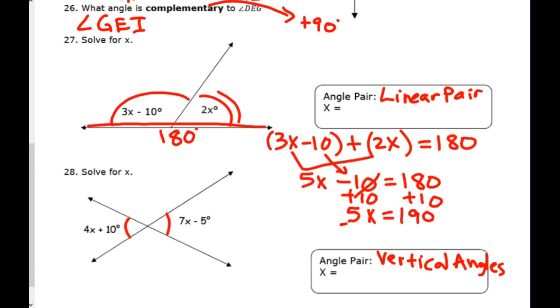190. Divide by 5. And then x is going to equal 38, I believe. Yeah.